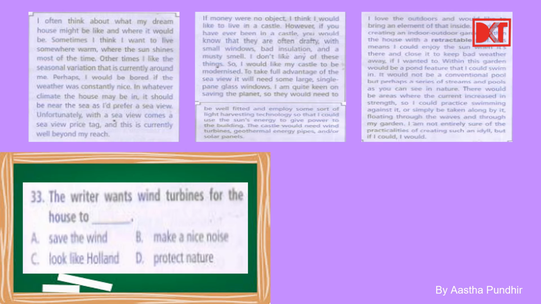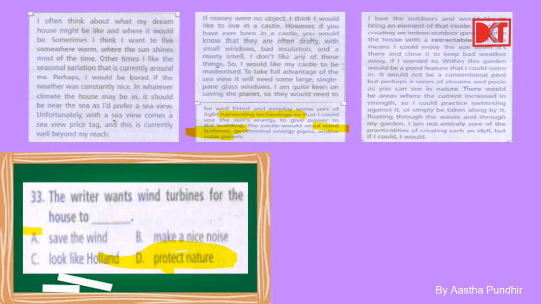Okay, here the writer wants wind turbines for the house to save the wind, make a nice noise, look like Holland, or protect nature. So here you see, where was it? Harvesting technology to give power to the building. The castle would need wind turbines. Wind turbines. Okay. Why? A, sorry, D, to protect nature.